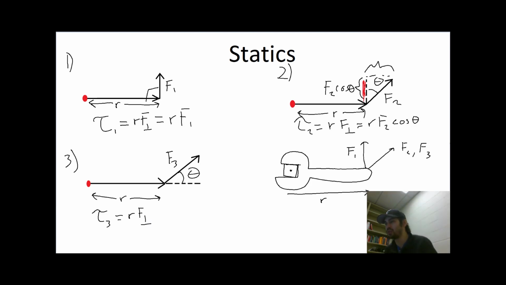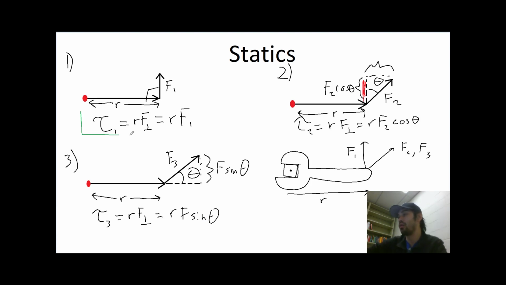So what is F perpendicular in this case? Well, we can, again, complete this triangle here. The part that's perpendicular to r is going to be this part, which is F times sine of theta. So that tells us that torque 3 is going to be equal to r times F times sine of theta.